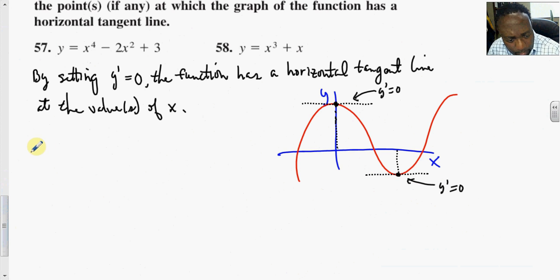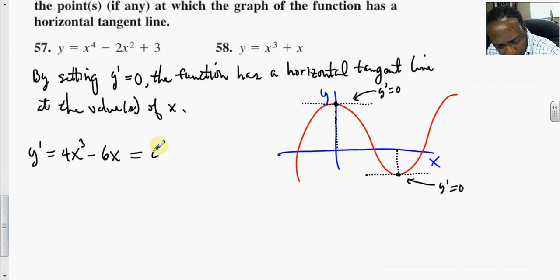Well, let's see. Y prime is equal to 4x to the third minus 6x. Right. This is factor out of... that's a 4. 4x. Factor out of 4x. And we have left x squared minus 1.